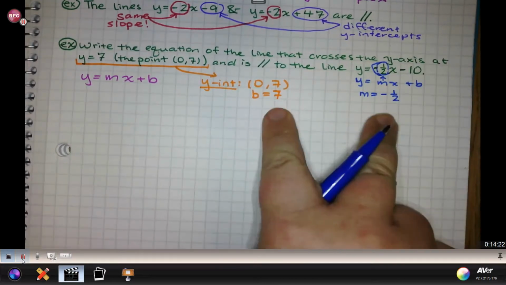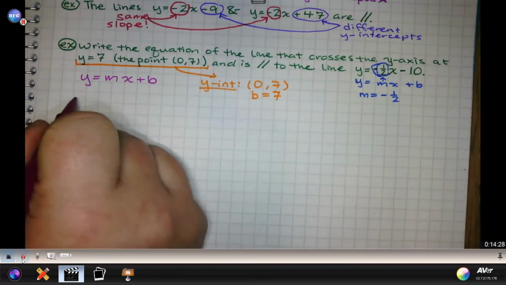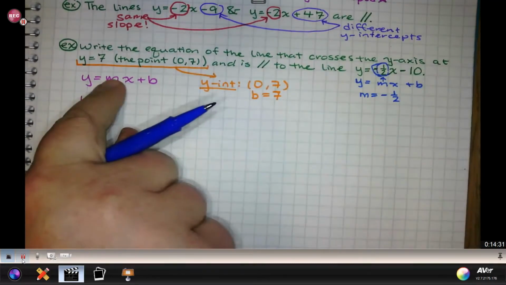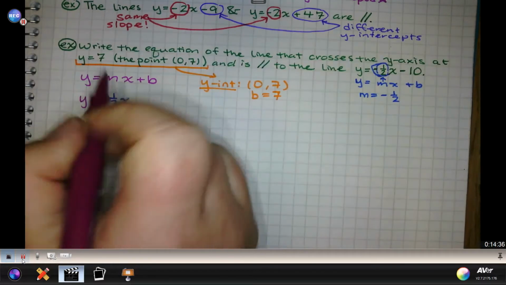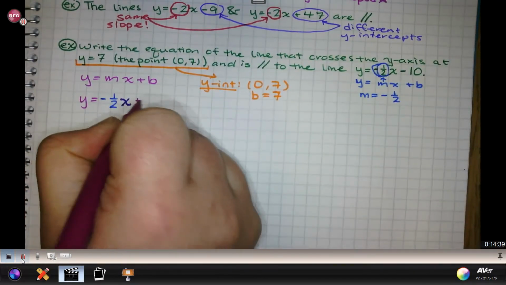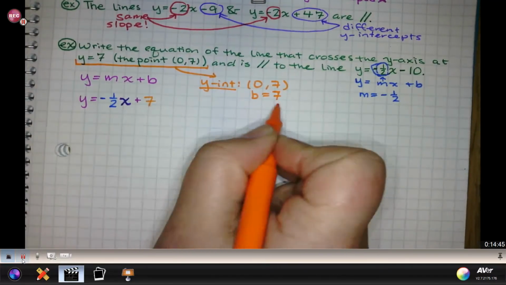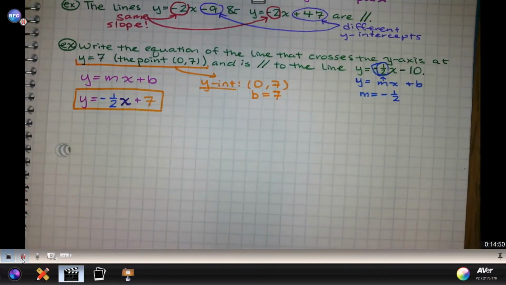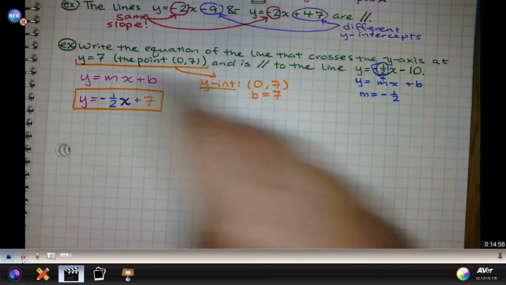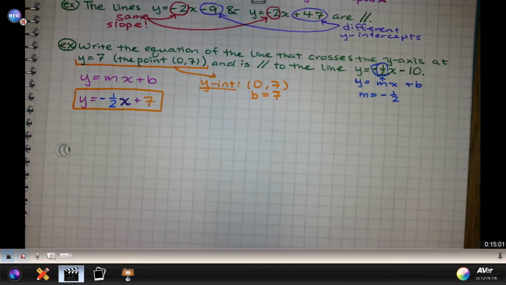Okay, so now I have my b and my m. All I do now is plug them in to this. y equals, and then instead of m, I'm going to put our slope, negative 1/2 x, plus 7. It's plus 7 because that's a positive 7, and there you go. That is it, just plugging it into the form of y equals mx plus b. So when it tells you it's parallel, then you know that they both have to have the same slope, so negative 1/2, negative 1/2, the original. Okay, now we'll go on to perpendicular.